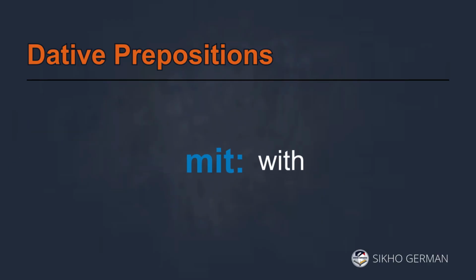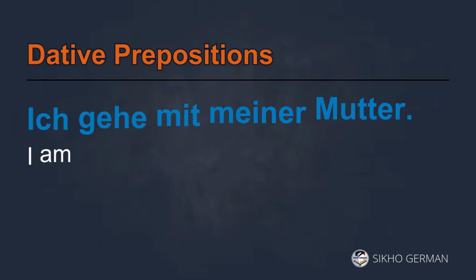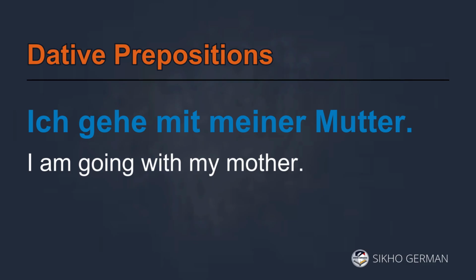Now let's look at mit, with. This is one of the most frequently used German prepositions. Ich gehe mit meiner Mutter. I am going with my mother. The feminine noun meine Mutter becomes meiner Mutter after mit. The possessive article meine changes to meiner in dative feminine. You're doing something with someone.